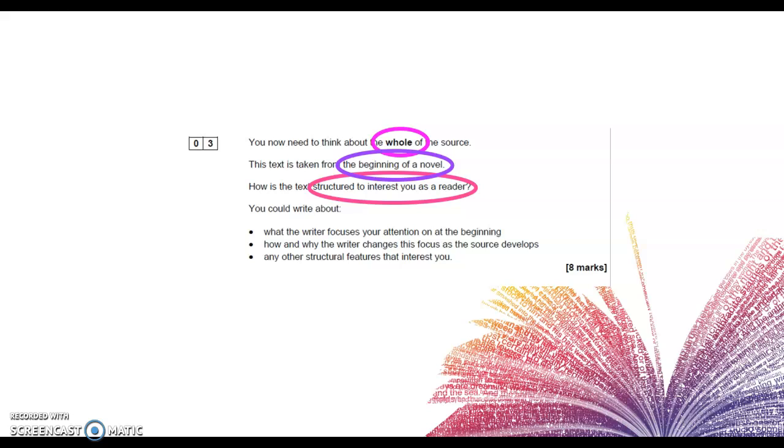So there's 2 parts to that. There's the how part, how has it been actually pieced together, and then why does it interest you? The little bullet points you could write about what the writer focuses your attention on at the beginning, how and why the writer changes the focus as the source develops, and any other structural features that interest you. That's a reminder that you need to look at something from the start, something from the middle, and something from the end.